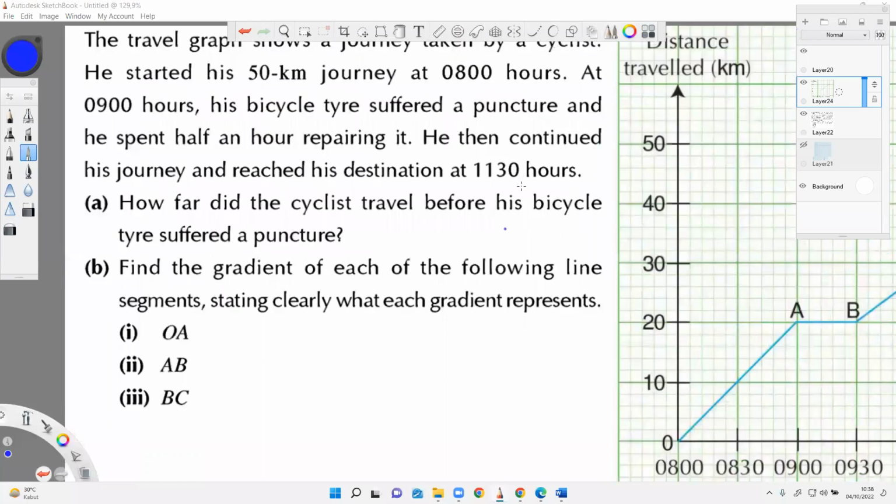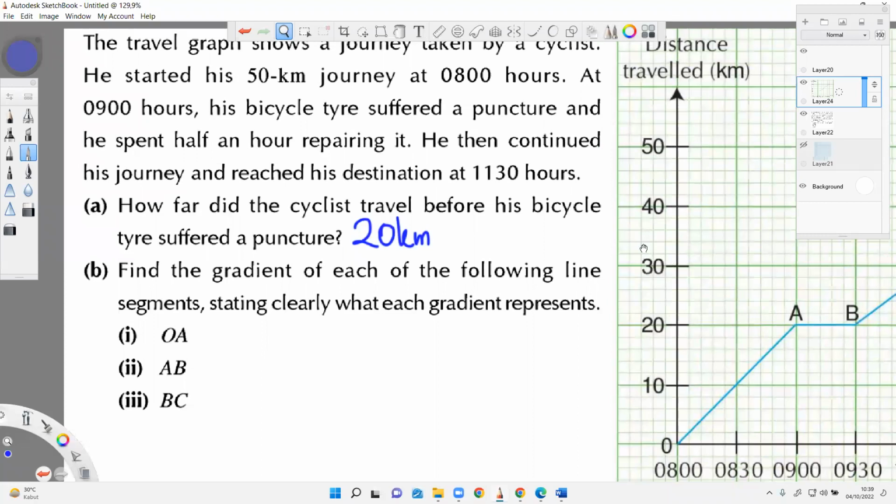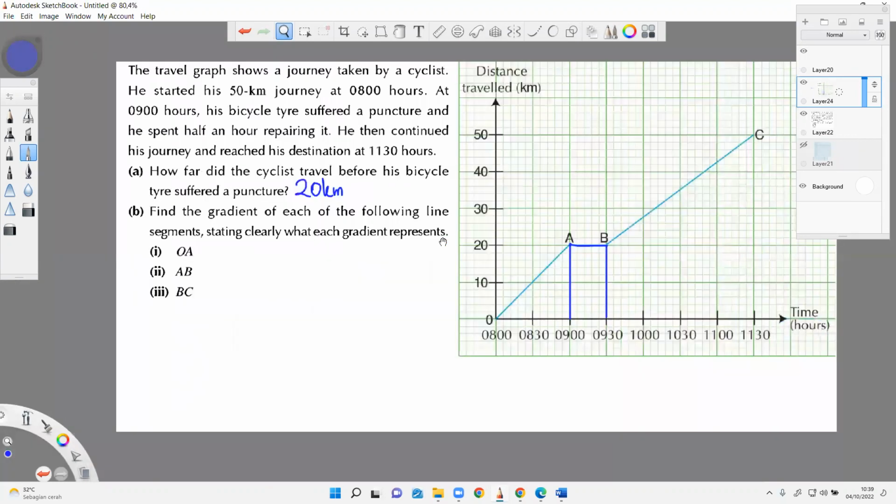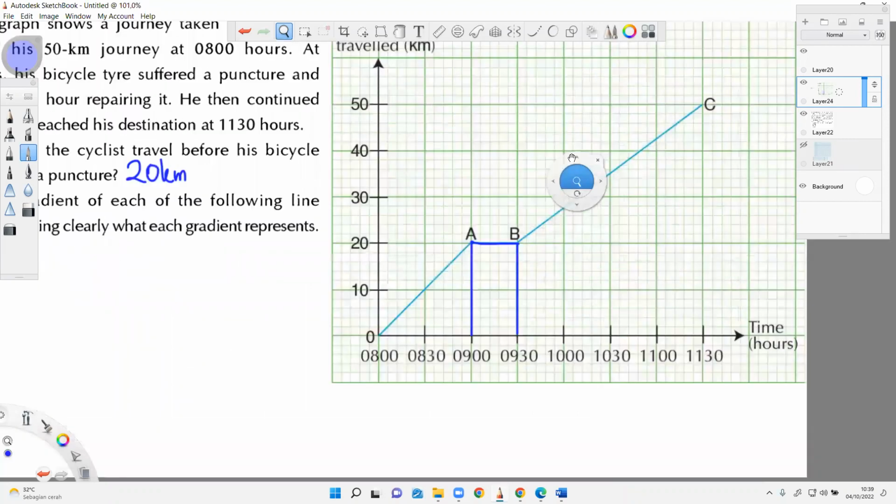How far did the cyclist travel before his bicycle suffered a puncture? Nice, Michael, you get it. 20 kilometers. Why? How do you see the 20? Yeah, so at this part, A to B, there is no change in the distance, right? So he stays, he stopped. How long? 30 minutes, that's right. Good.